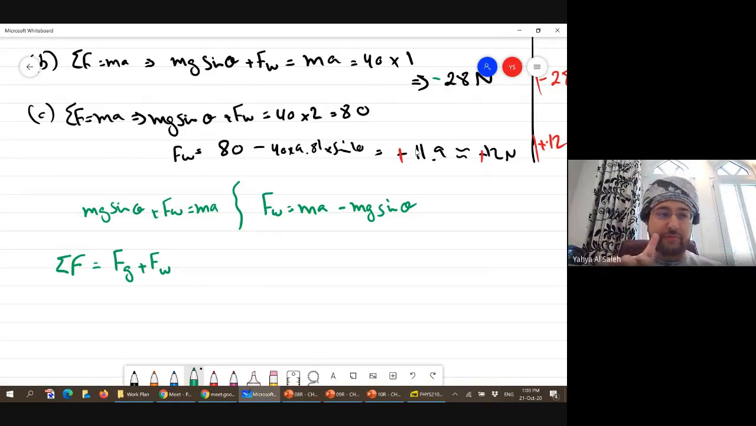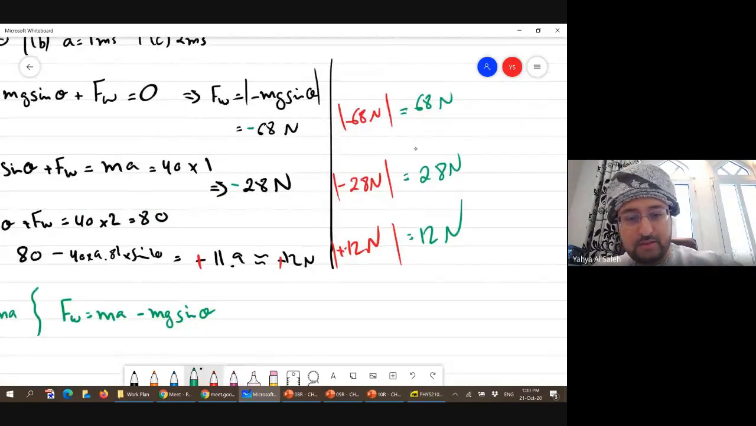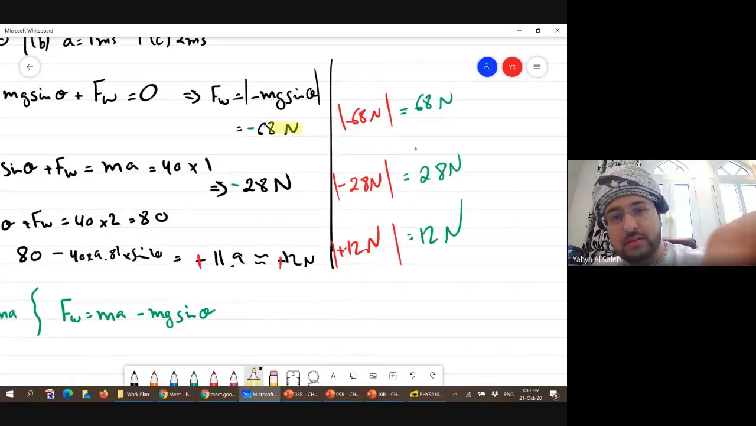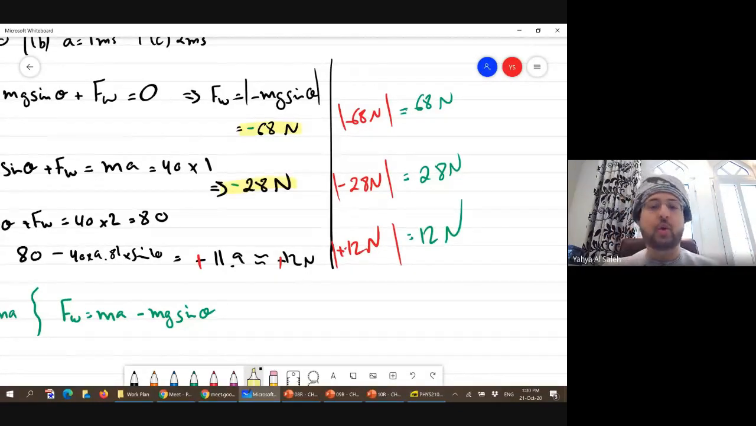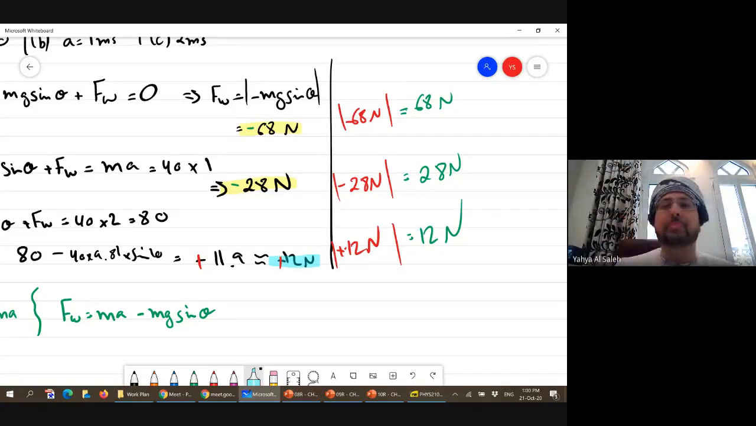Now, in two of these cases, this one and this one, we got FW to be minus. This tells us it's in the opposite direction, in the up direction. In the third one, however, we got it to be positive 12, which means the wind is in the direction of the movement, going down, not up.